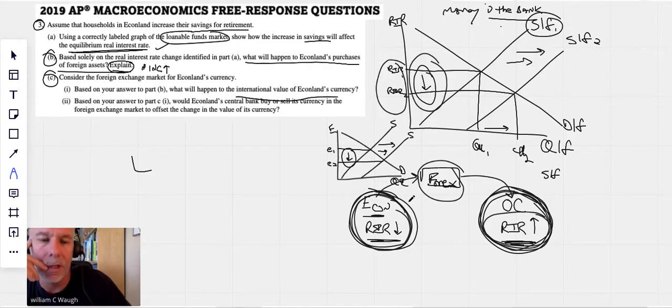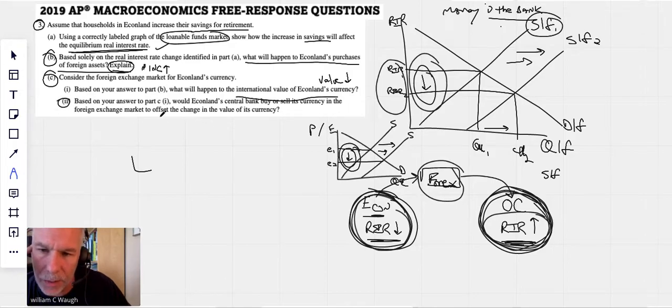And I'm showing you, this is how we would draw it. If this was the Mexican pesos, it would be pesos to Econoland currency. And the supply in the Forex of Econoland's currency increases, driving down the value. The value would go down. We don't even need to explain it, but I just wanted to show that.